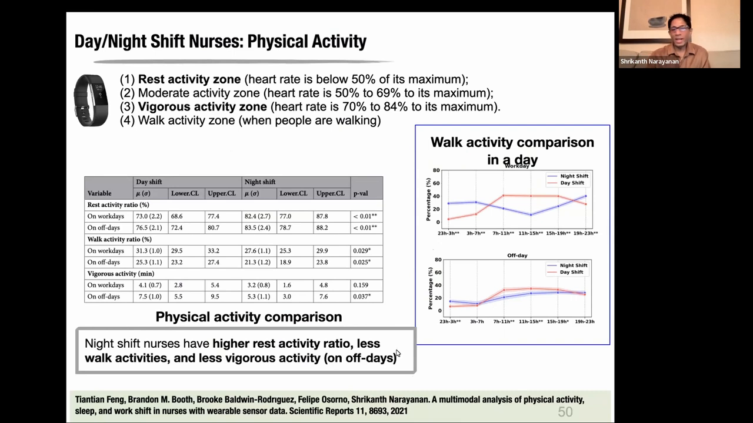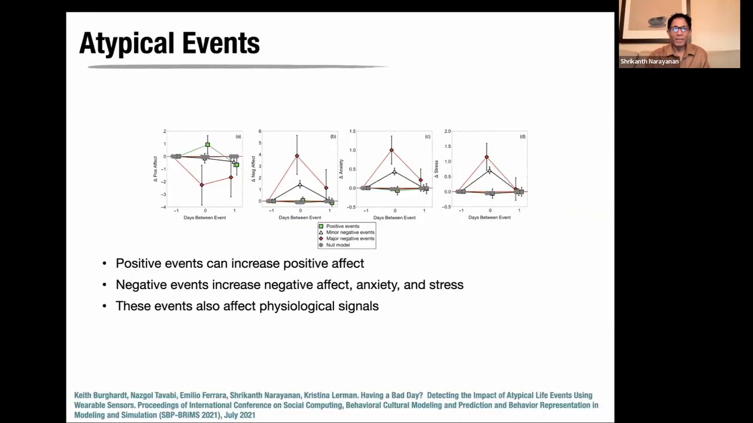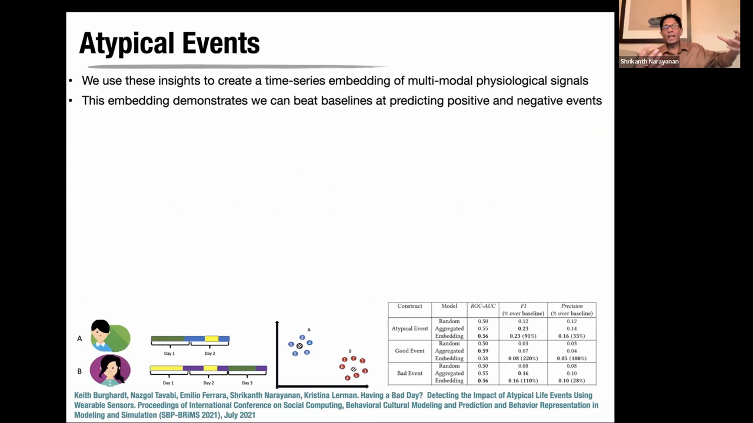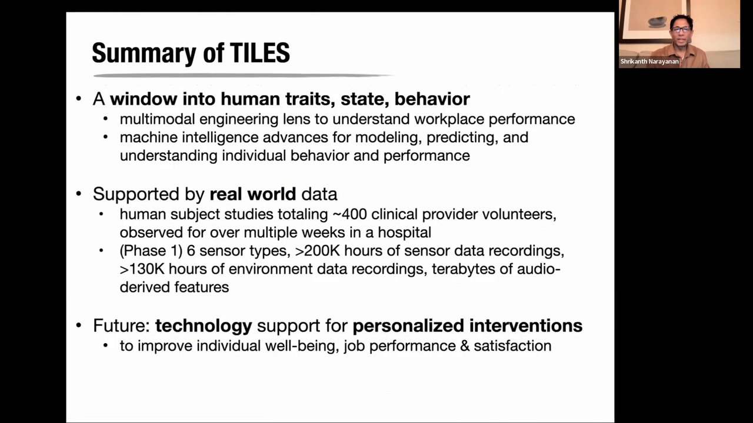I just want to illustrate this. The data are all released, so people can use them, and we can in fact use machine learning for predictive modeling, right? We know that positive events support positive events that are upcoming. Negative events can increase negative affect and anxiety. And we showed that we can create embeddings of these multimodal behavioral and physiological data to predict upcoming events based on what's going on in our circumstance. So a lot of these things are possible.